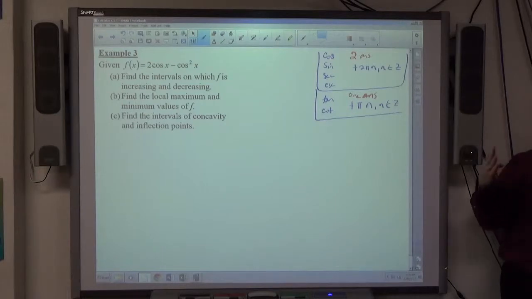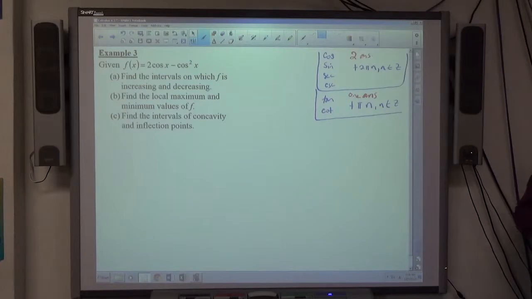So the intervals on which f is increasing and decreasing are going to be infinity intervals. We're not going to write infinity intervals. We just need to establish the pattern: it's increasing, then decreasing, then increasing, or maybe it's increasing, increasing, decreasing, decreasing, whatever. There'll be some pattern to it. We'll find it, and then we'll be able to establish that pattern.